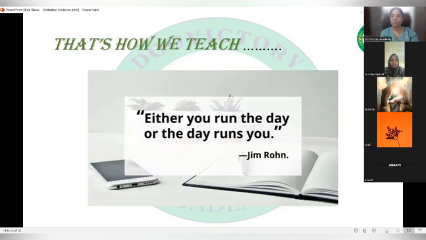Okay. So my way of living is either you run the day or the day runs you. So you have to run your day. You have to keep on going. Don't plan too much, like today I will do this, and by this date I will finish this. No, this doesn't happen like this. In real life, you have to take things as they come.